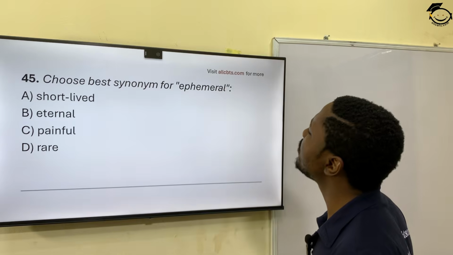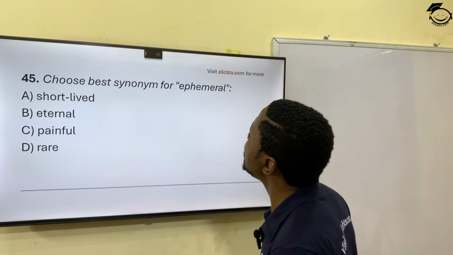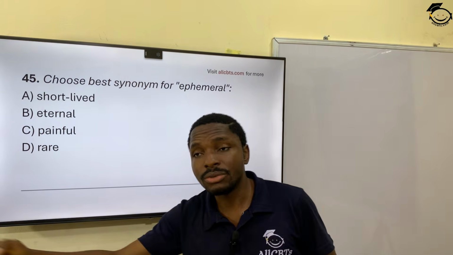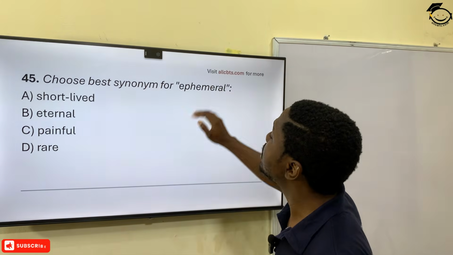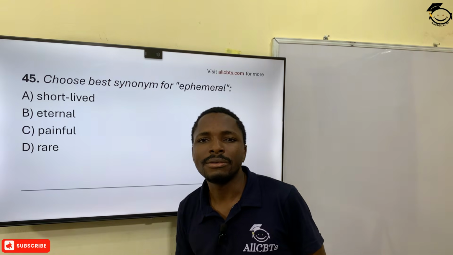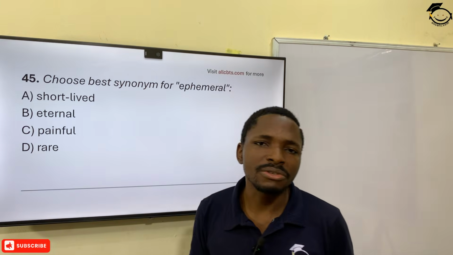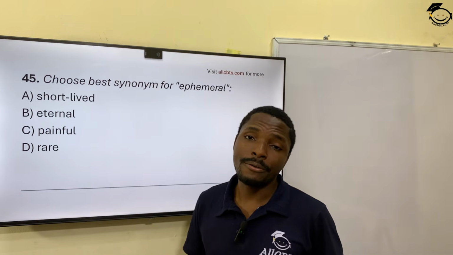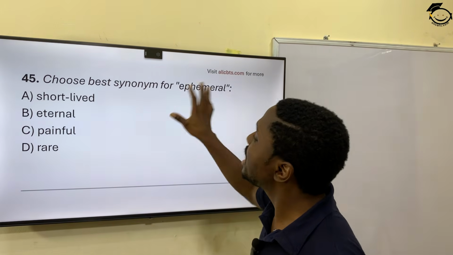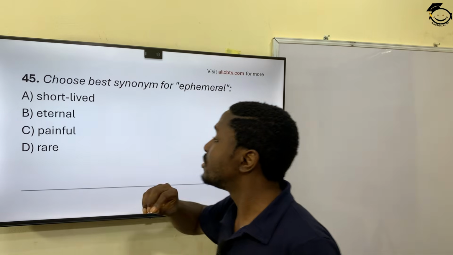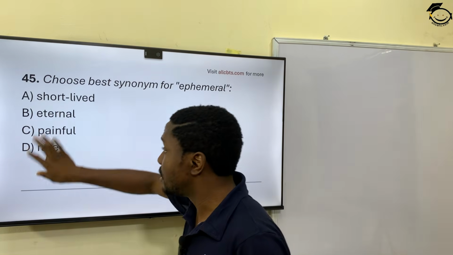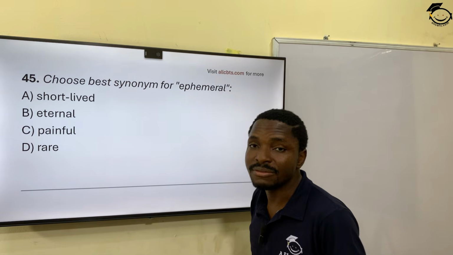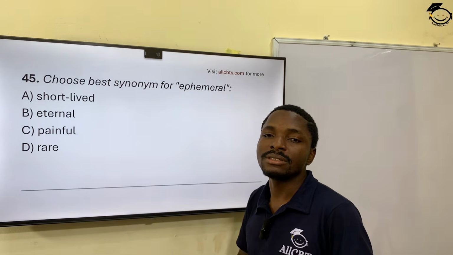45. Choose the best synonym for ephemeral. Synonym means a closely related word. Ephemeral means temporal, something that would not last forever, something trivial. So the best synonym for ephemeral from here would be what? You have short-lived, eternal, painful, rare. Short-lived is ephemeral.